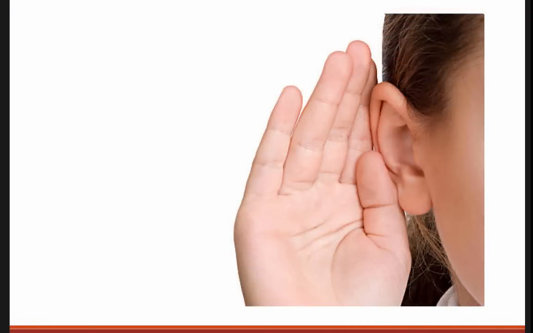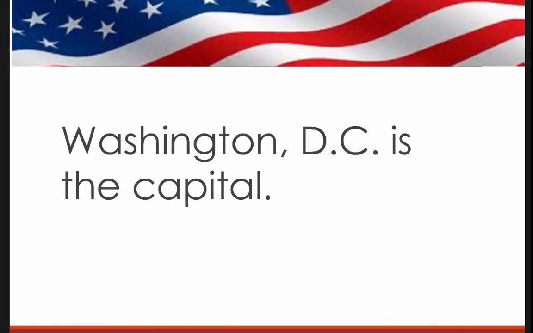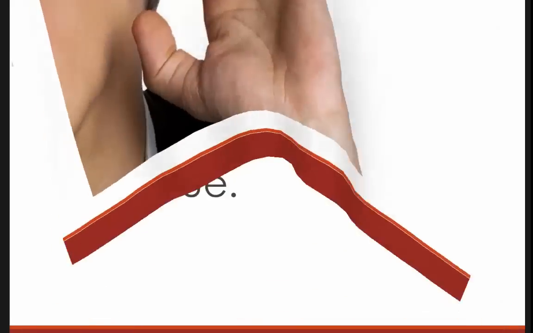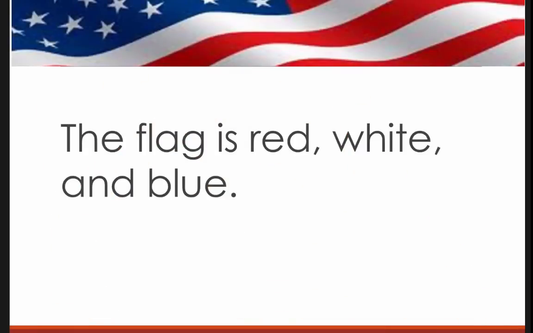Listen carefully. Washington, D.C. is the capital. And check. Washington, D.C. is the capital. Please listen. The flag is red, white, and blue. Check here. The flag is red, white, and blue.